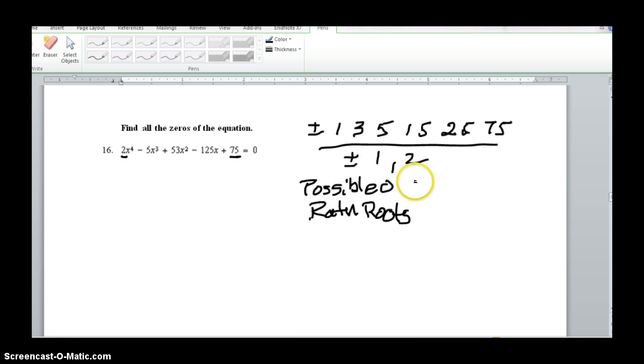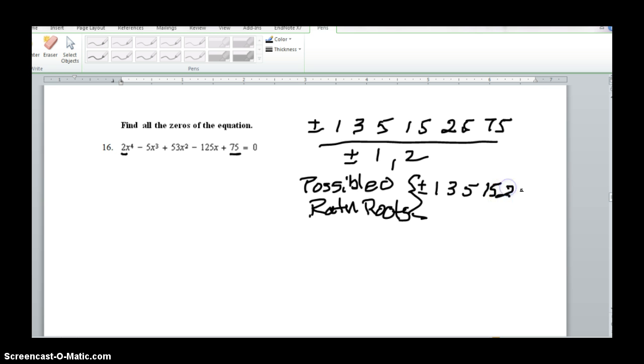So our possible rational roots are going to be these following numbers right here. Plus or minus 1, 3, 5, 15, 25, 75. Those are done. So now I'm going to put 1 over 2, 3 over 2, 5 over 2, and so on. So it's going to be still positive or negative 1 half, 3 halves, 5 halves, 15 halves, 25 halves, and so on.